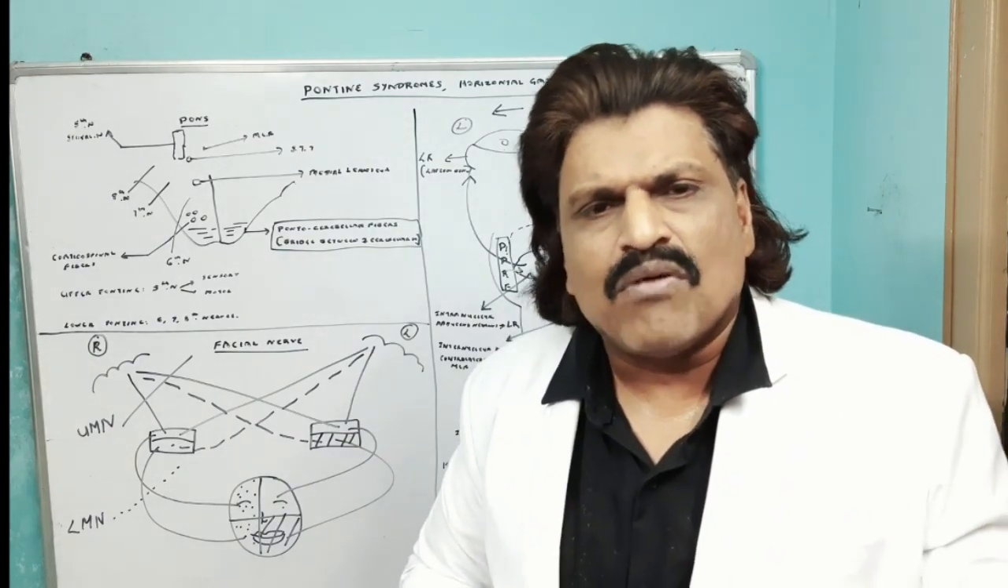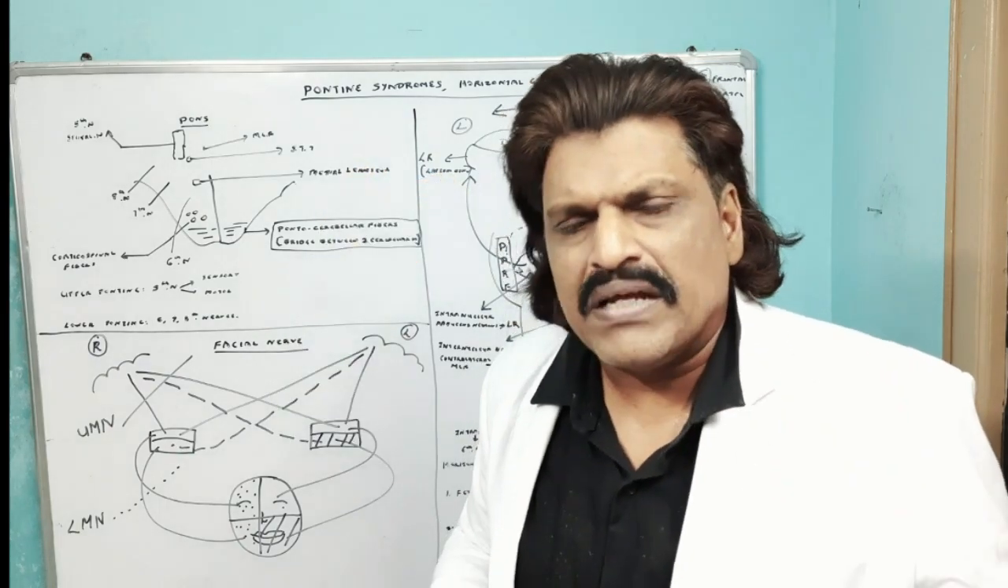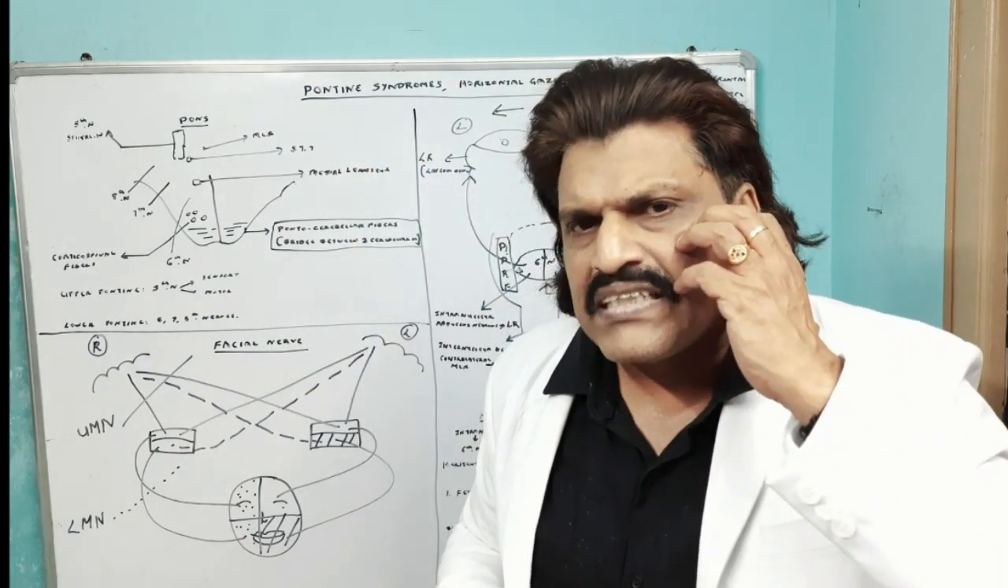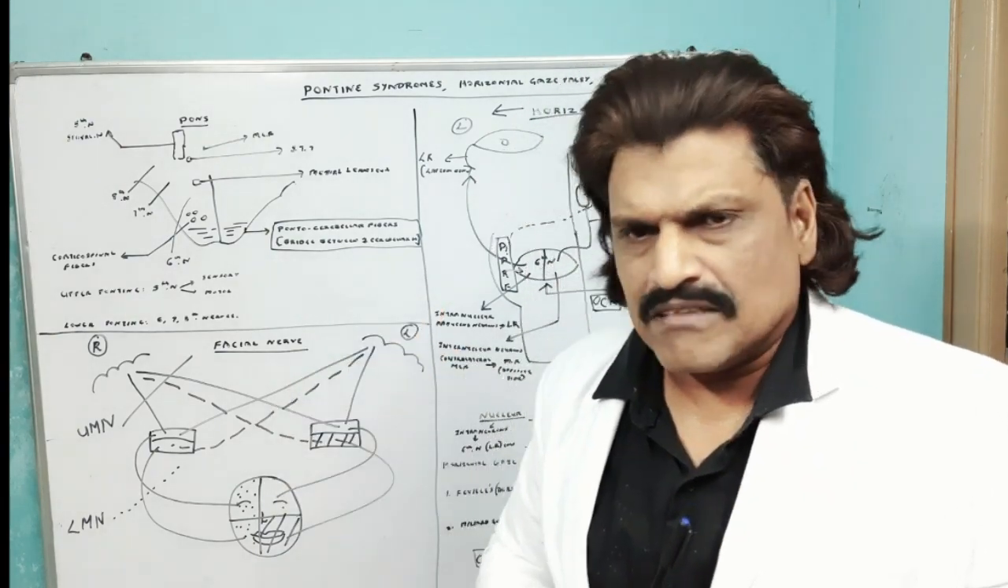So with any lesion above the midbrain, there would be left hemiplegia and the left lower half of the face gets affected. So the angle of the mouth will deviate towards the healthy side, the right side.